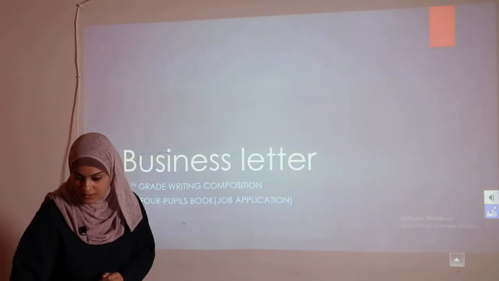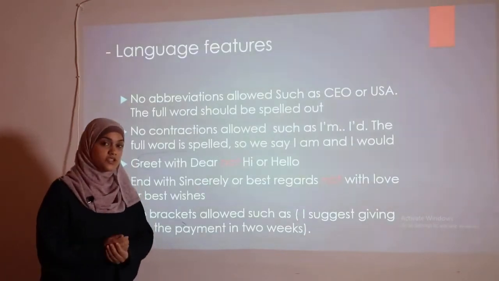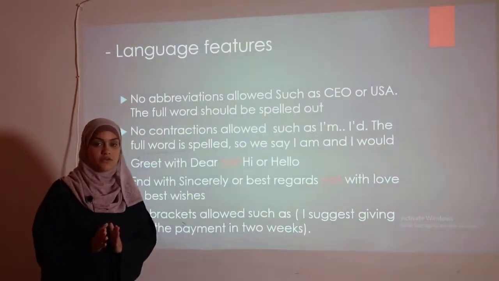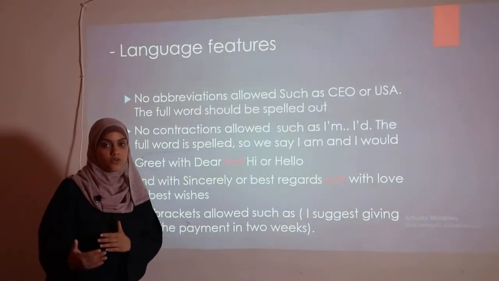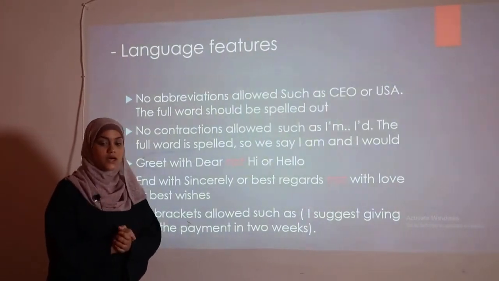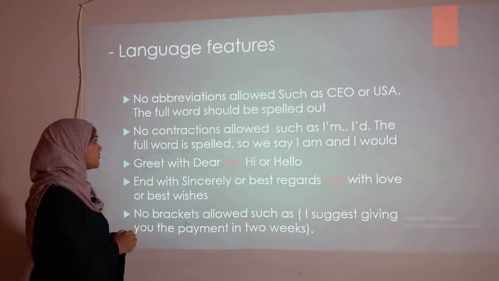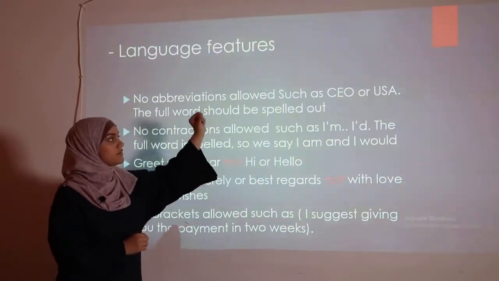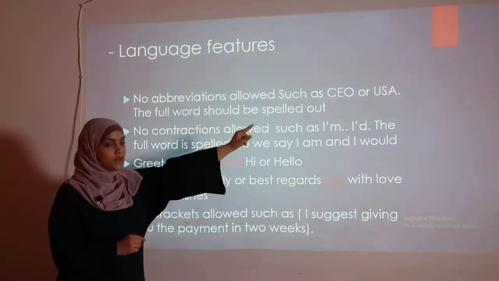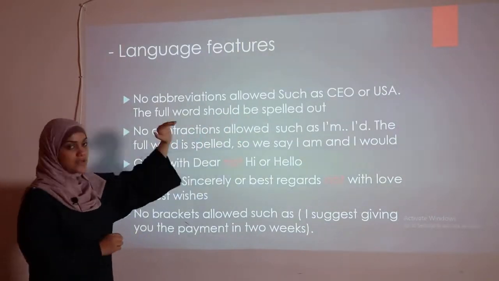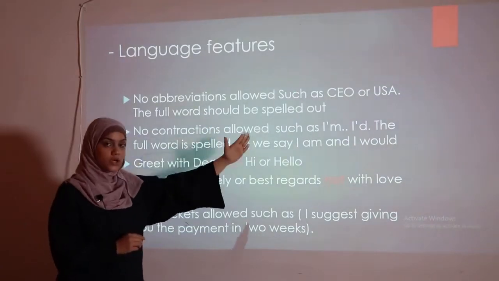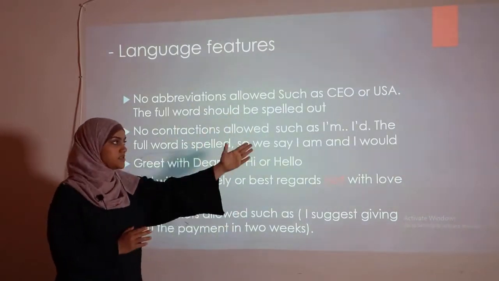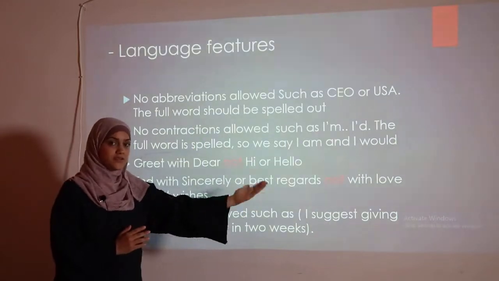Let's begin by talking about the language features that distinguish between formal and non-formal letters. This is very important because it's kind of a new topic to maybe some of you students. So please pay attention to these points. First of all, in formal letters, no abbreviations are allowed. You can't write CEO or USA in this form. You have to spell it out completely, so you say the full name. USA is the same: you have to say United States of America.